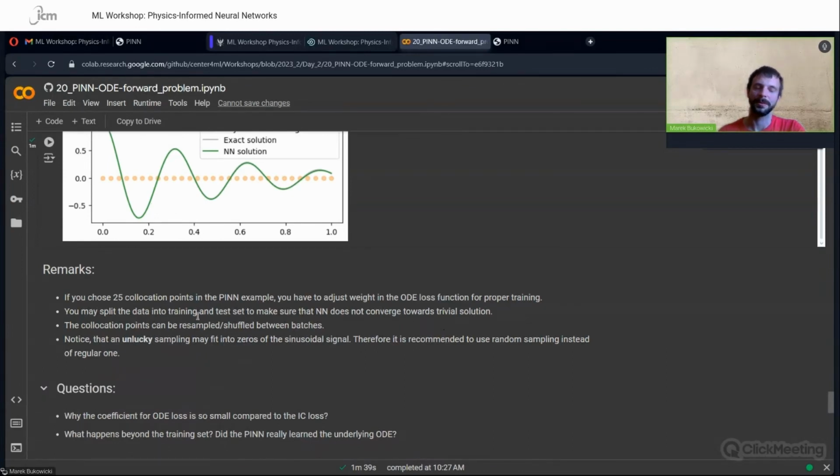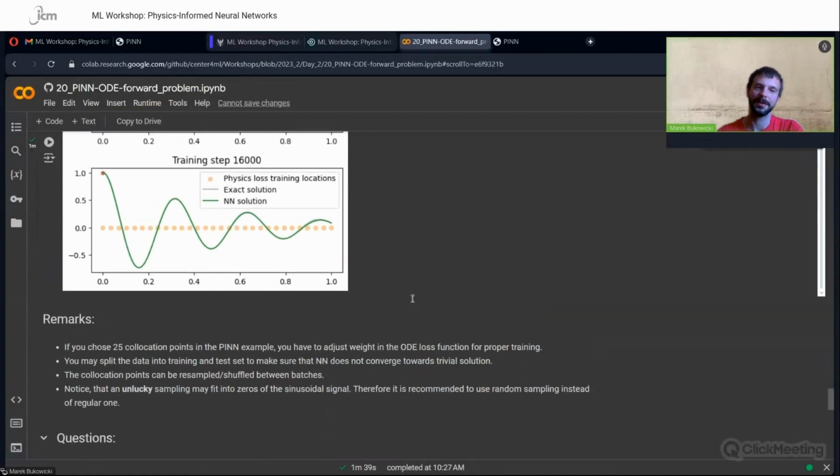Yes, so as I told before, depending on the setting, you may need to change the weights. And yeah, in general, you can also split the data into a test set, leaving some part of the domain as a test set. Okay.